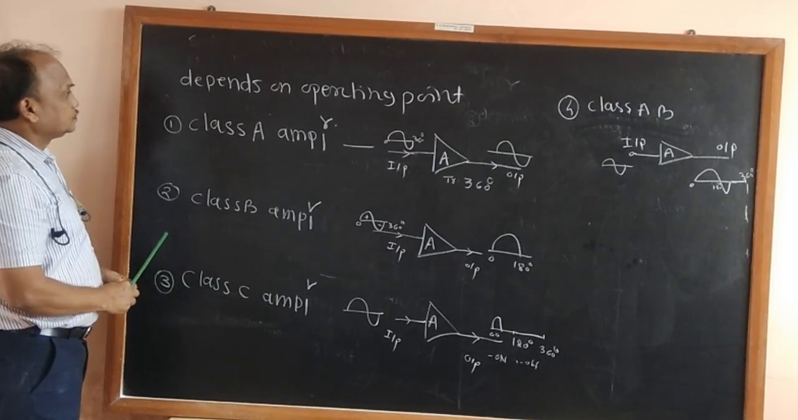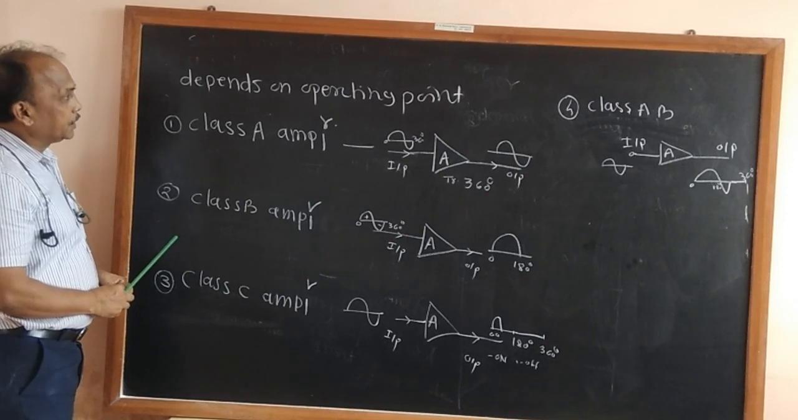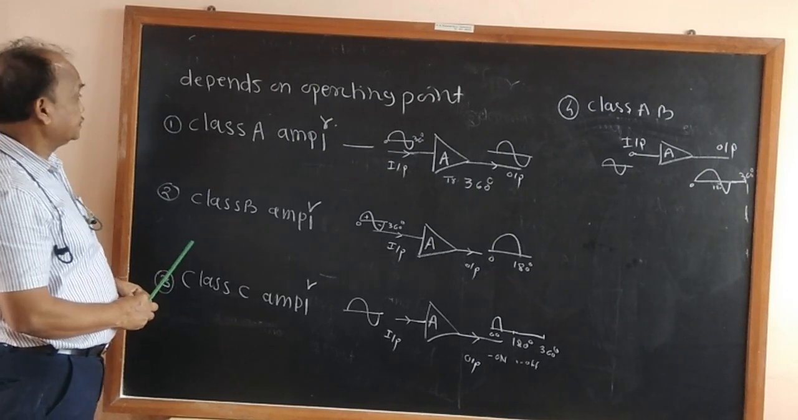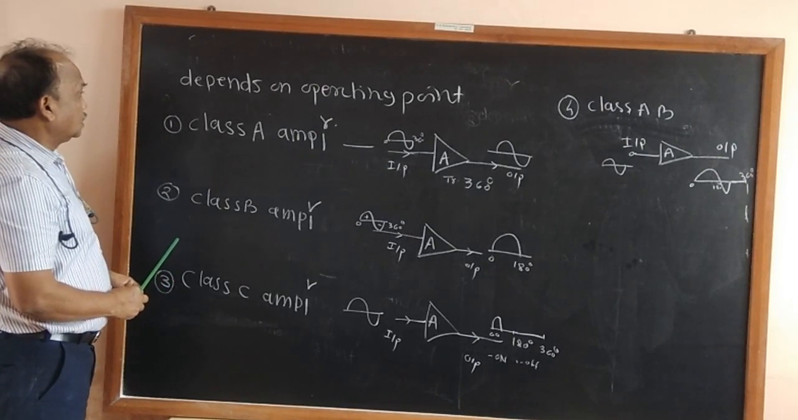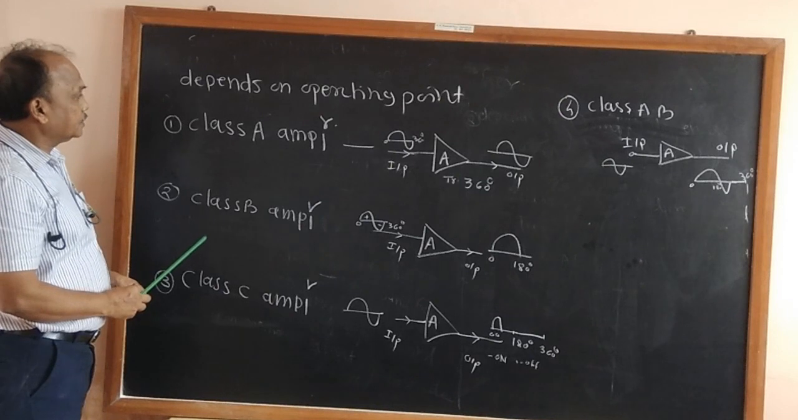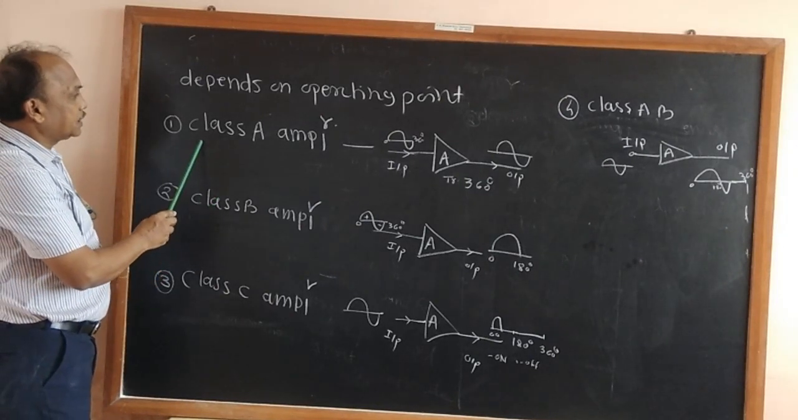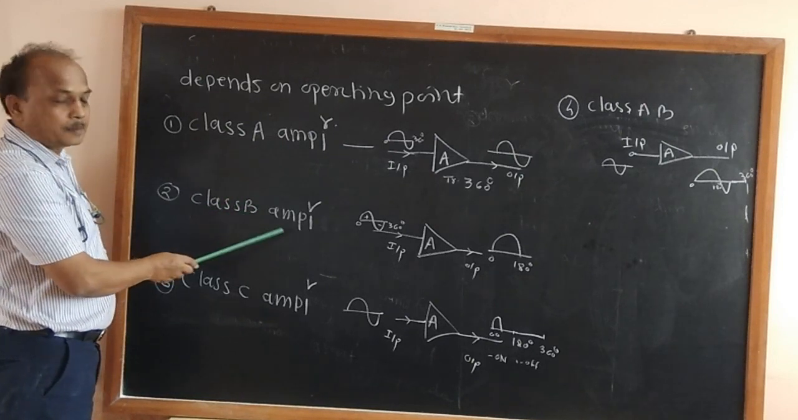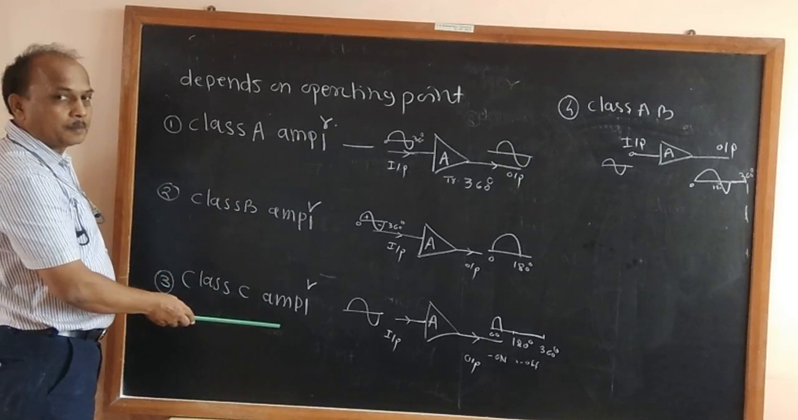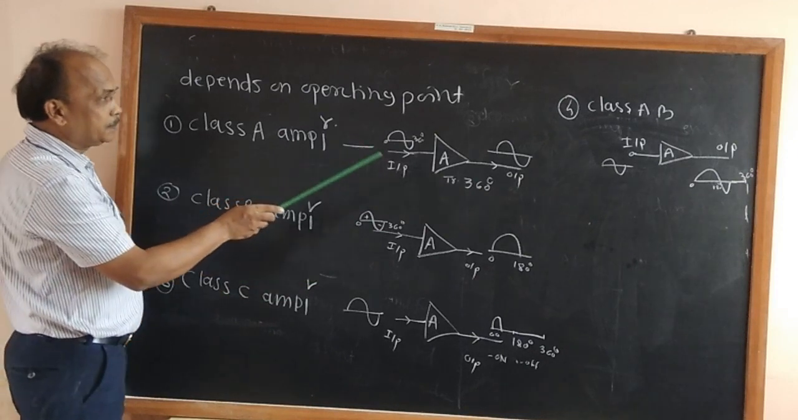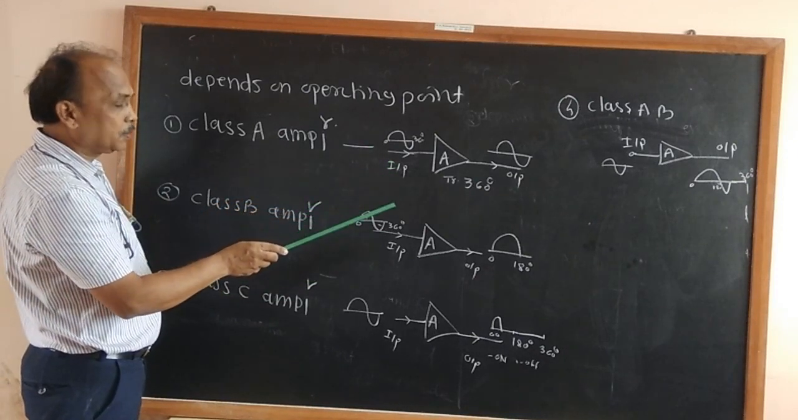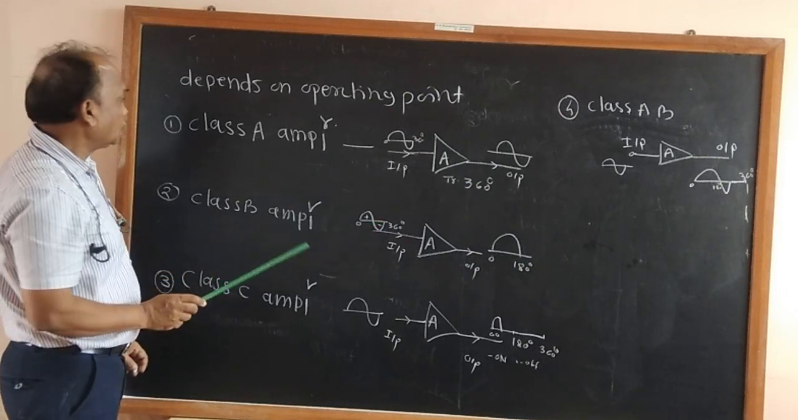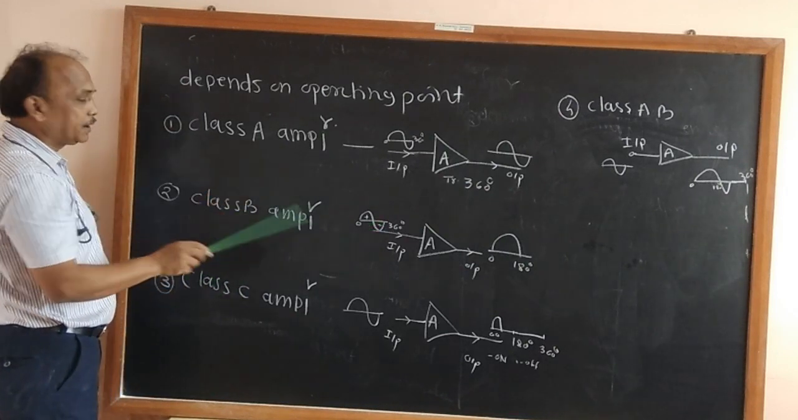Now we have to study the classification of amplifiers depending on the operating point of a transistor. First is the class A amplifier. Second is the class B amplifier. Third is the class C amplifier. Fourth is the class AB amplifier. And the fifth one is the class B amplifier, which is practically not used. So only four classes are very important.